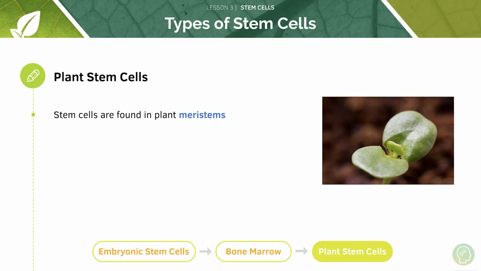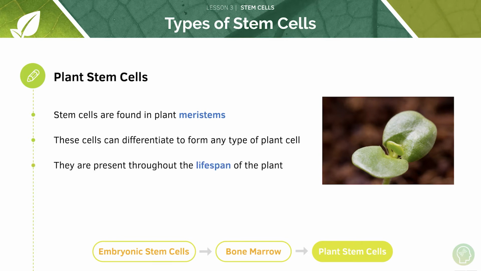So now let's move on and take a look into plant stem cells. So stem cells in plants are found in the meristems, which is just a name for the tissue in plants that contains undifferentiated cells. So stem cells in plant meristems can differentiate to form any type of plant cell. So pretty much like the embryonic stem cells, we can form comparisons here. And importantly, they're present throughout the lifespan of the plant, which means that they not only give rise to various organs of a plant, but they are also responsible for growth.